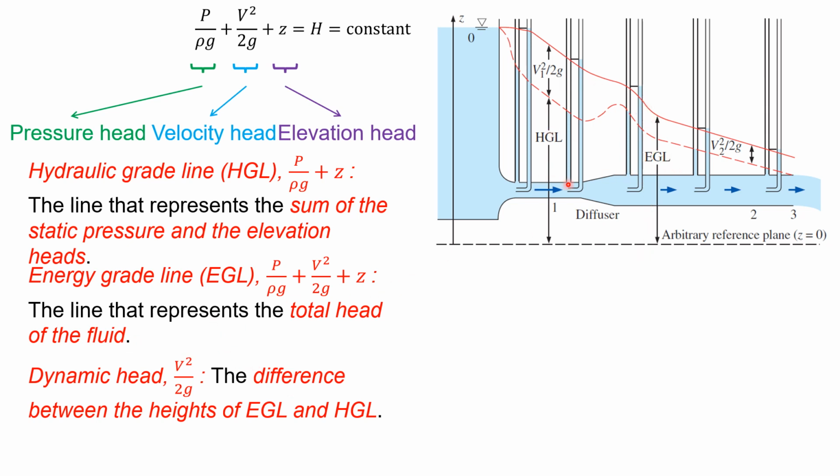Based on this, at the different points you can plot a graph. The top part, the full line, is EGL, and the dotted line is HGL. So you can get a graph from this point to this point. The difference between HGL and EGL is the dynamic head, because here you are not including V square over 2g. So that's the difference here.